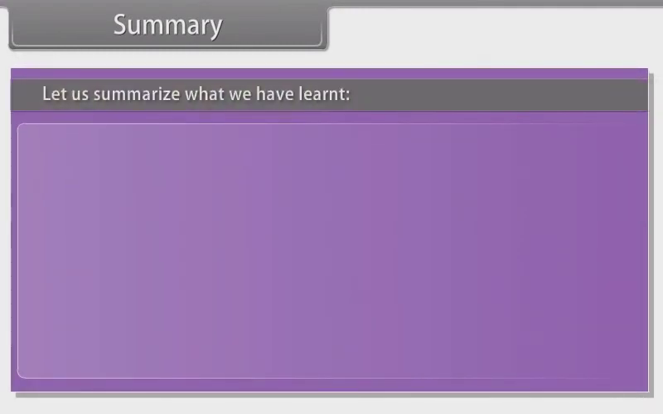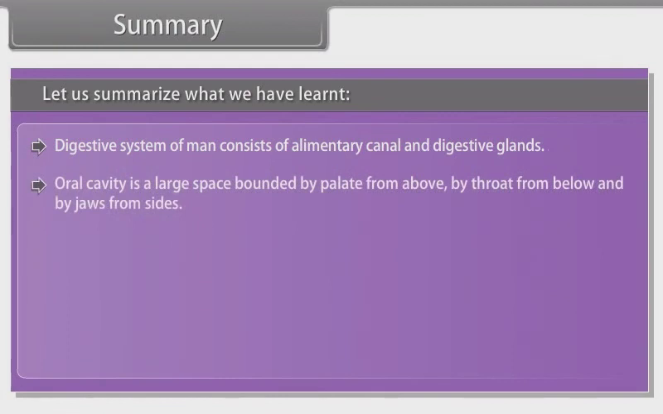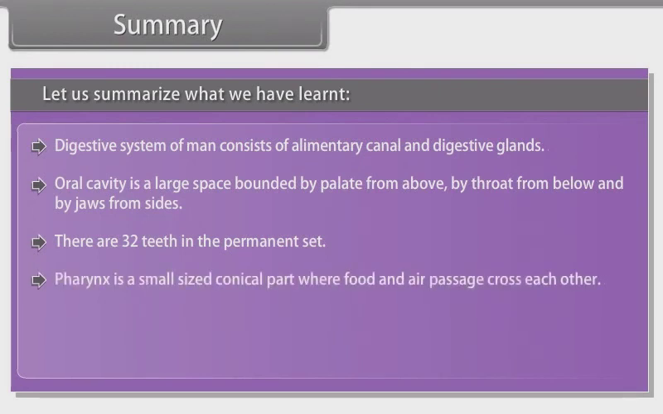Summary. Let us summarize what we have learned. The digestive system of man consists of the alimentary canal and digestive glands. The oral cavity is the large space bounded by the palate from above, by the throat from below, and by the jaws from the sides. There are 32 teeth in the permanent set. Pharynx is a small conical part where the food and air passages cross each other.